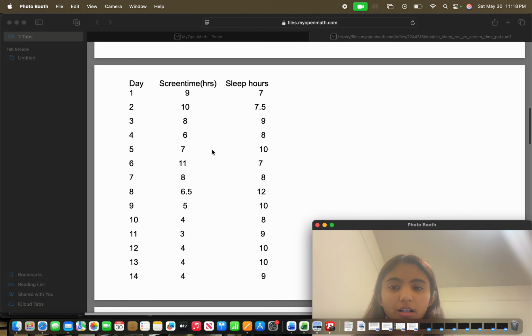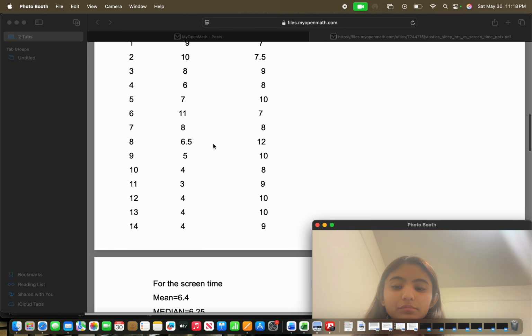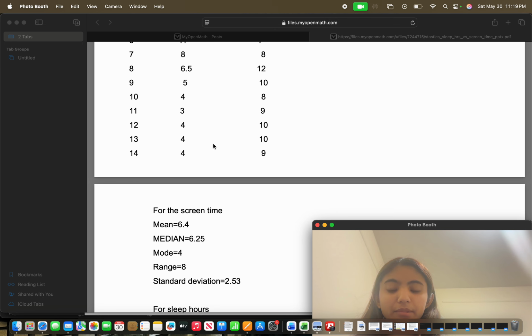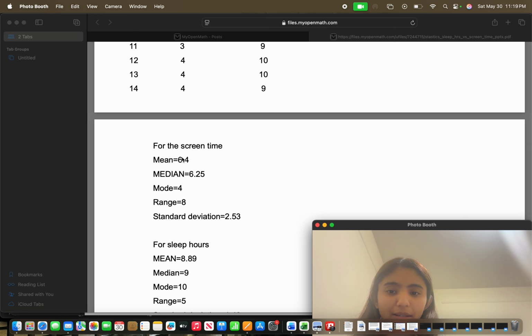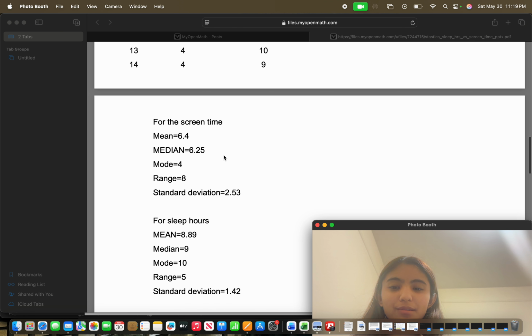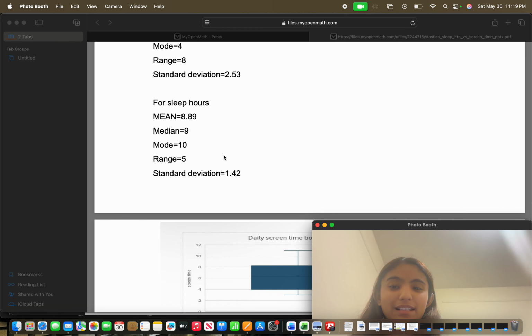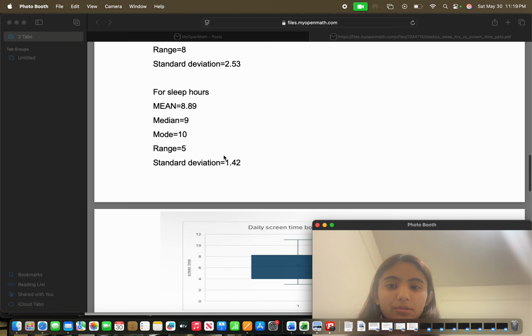This is how I recorded my 14 days of sleep hours and screen time, and I calculated the mean, median, mode, range, and standard deviation for it. For screen time, my average for those 14 days was 6.4 hours. That's huge, I know. And my sleep hours averaged 8.89 for those 14 days. So I get good sleep at least.